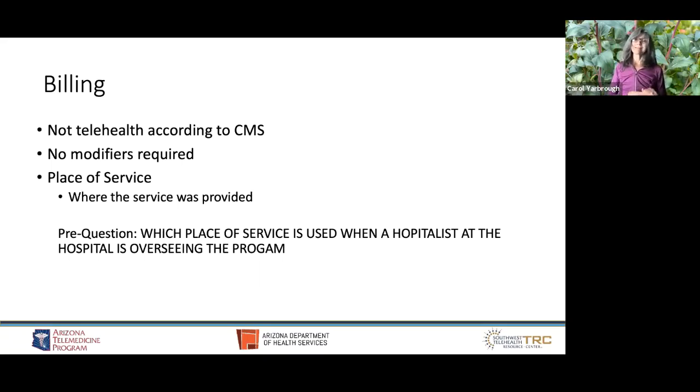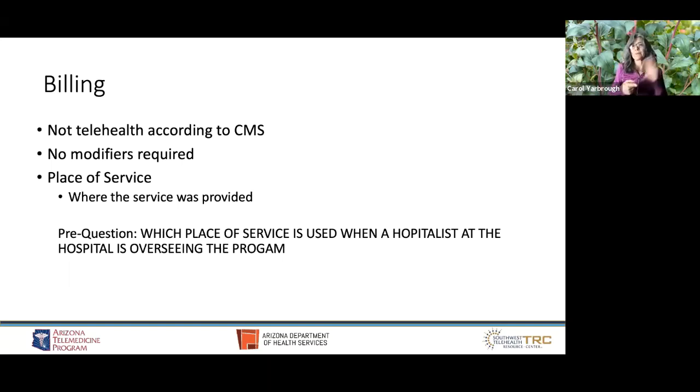I do want to thank someone in Texas who submitted some pre-discussion questions. Which place of service is used when a hospitalist at the hospital is overseeing the program? It's where the service was provided. If you did an inpatient training for a 99453 and supplied the device to the patient, it does say practice expense, so this will probably not be billed on a 1500. This would go onto the UB04 for the hospital, and more than likely would not get rolled into the DRG cost report.